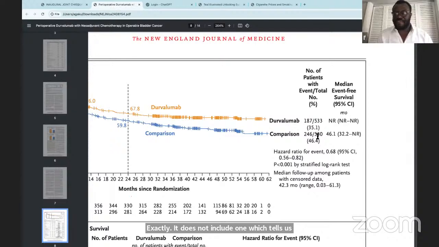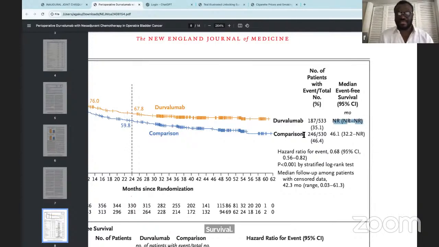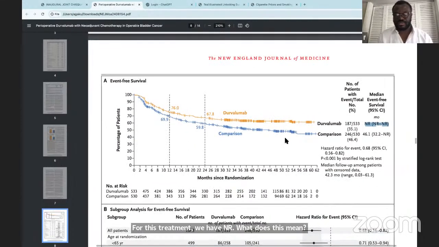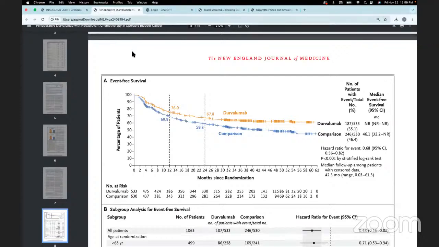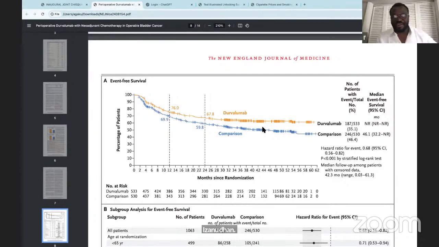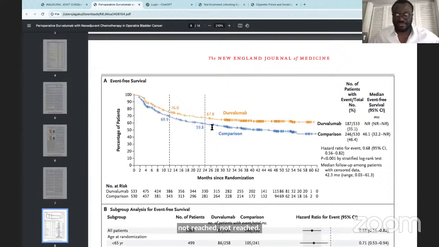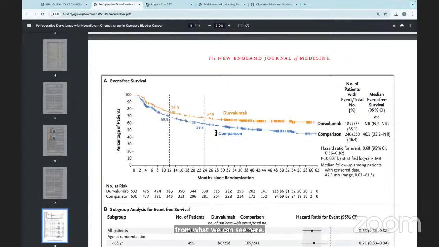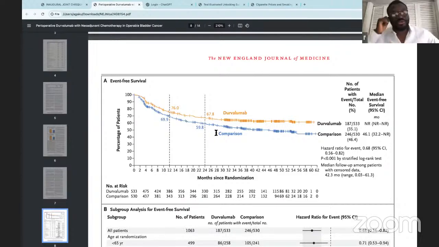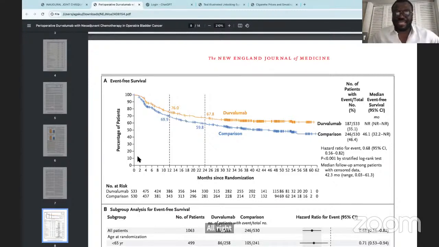Now, here we have the median survival. For this treatment, we have NR. What does this mean? Chisom, you want to go again? Or is it an old hand? Okay, so what does it mean? Anyone? We have here: not reached. Okay, what does that mean from what we can see here? All right, let's take it this way. Charles, how do you calculate the median survival time? Where should we start from?